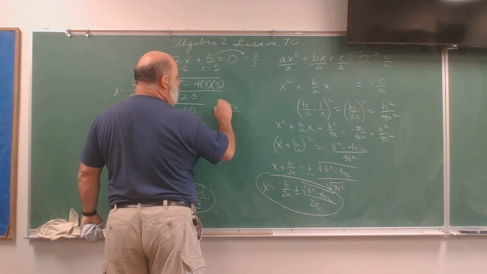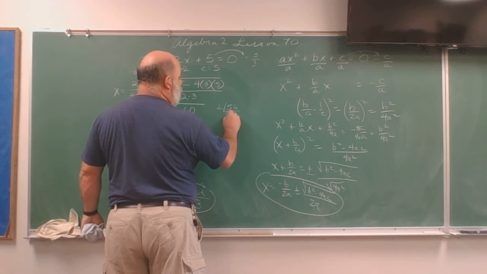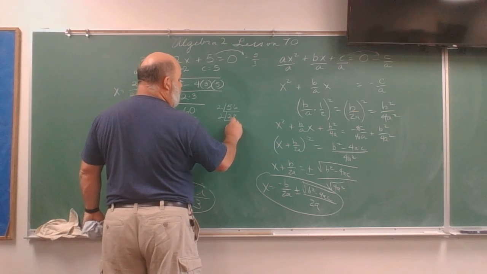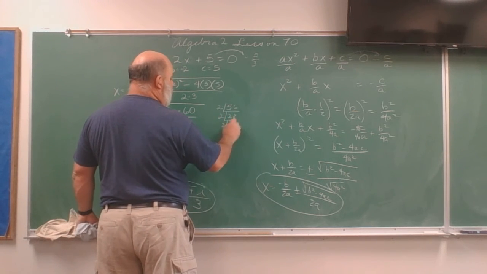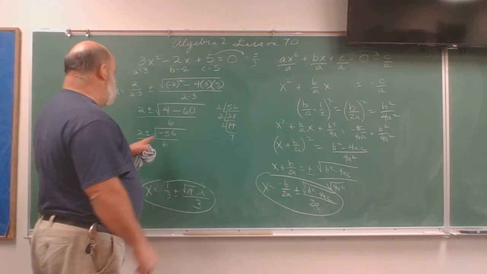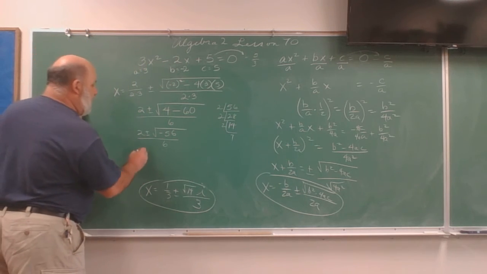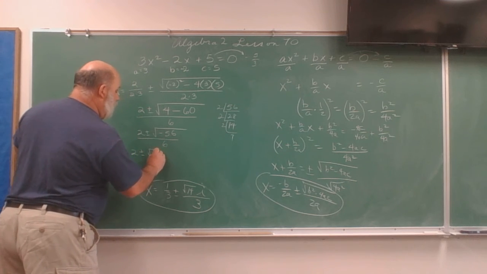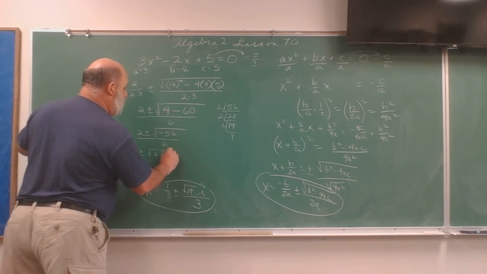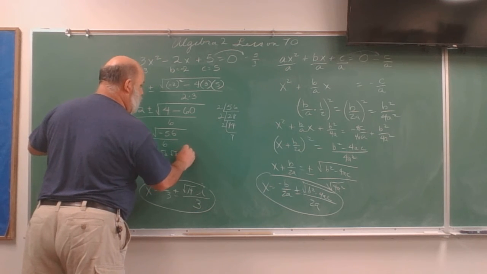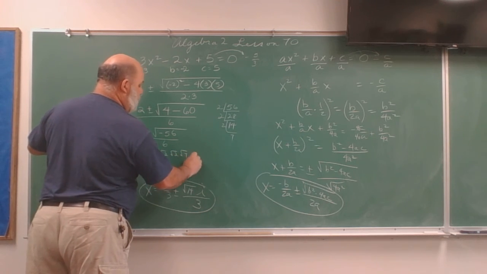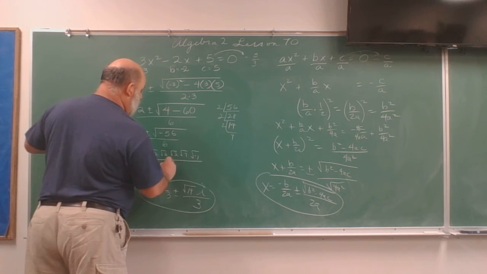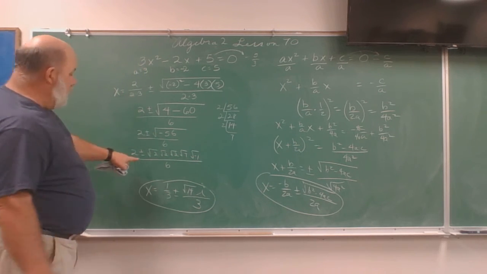56 I can divide by 2. That gives me 28. I can divide that by 2. That gives me 14. I can divide that by 2. It gives me 7. It doesn't go any further than that. So I get 2 plus or minus the square root of 2 times the square root of 2 times the square root of 2 times the square root of 7 times the square root of -1. There's the negative from that. All over 6.